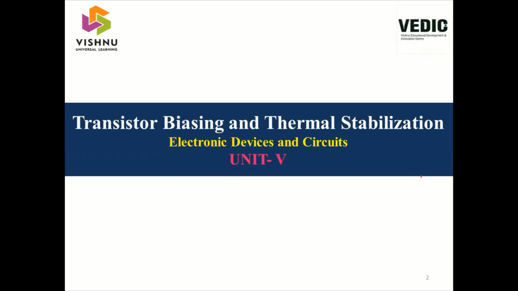Unit number 5 of Electronic Device and Circuit subject is transistor biasing and thermal stabilization. In this unit, we will discuss what is transistor biasing and what are the three methods of biasing the transistor, such as fixed bias, collector to base bias, and self bias. Then calculation of operating point and stabilization. And at the end of this unit, we are trying to discuss the methods of biasing the FET.